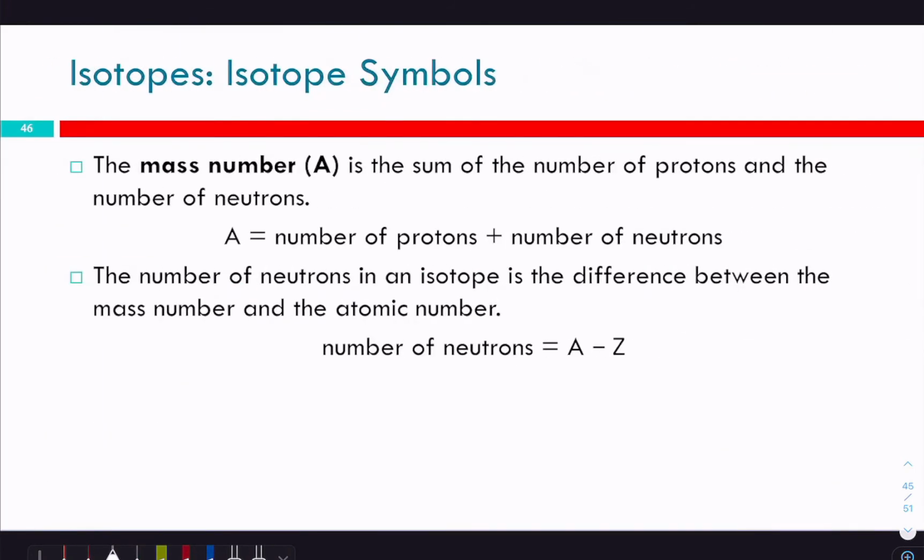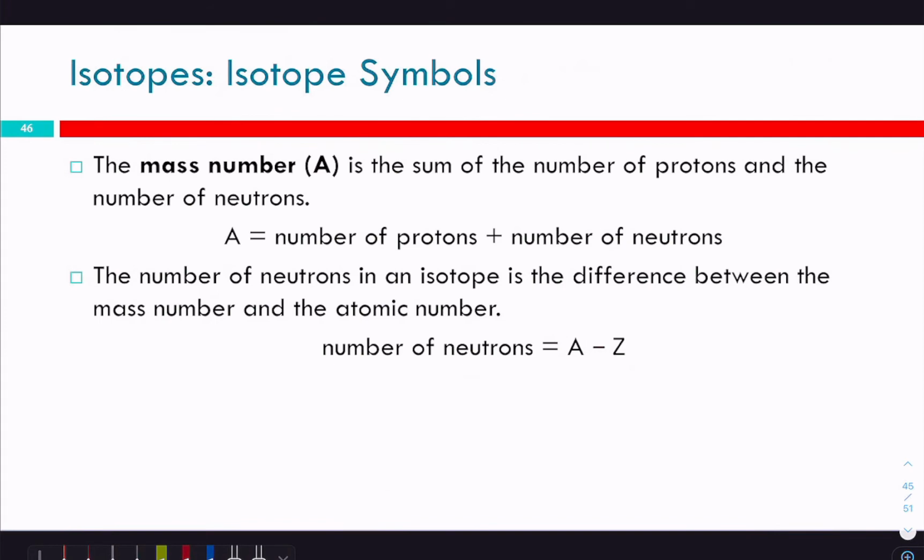Okay, so the mass number is A. That is always going to be the number of protons plus the number of neutrons. So again, our number of neutrons will be the mass number minus the atomic number. Again, I don't know why those letters are switched. So mass number minus atomic number will give you the number of neutrons.